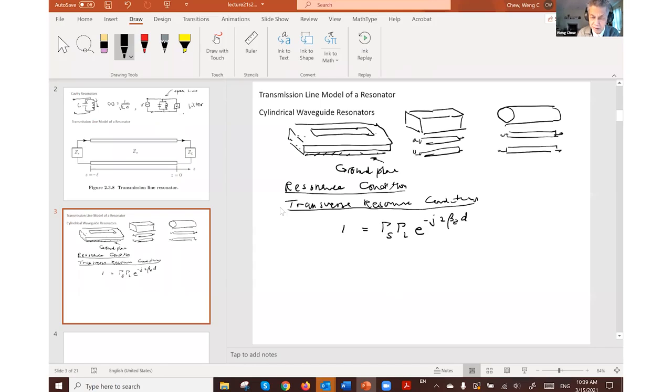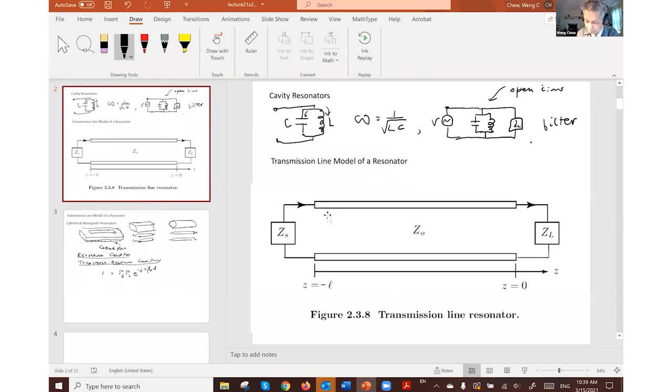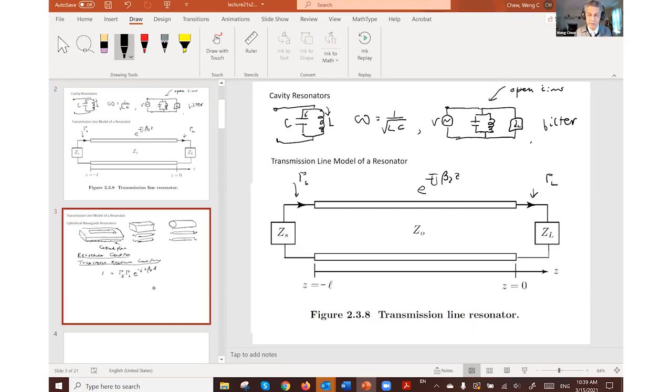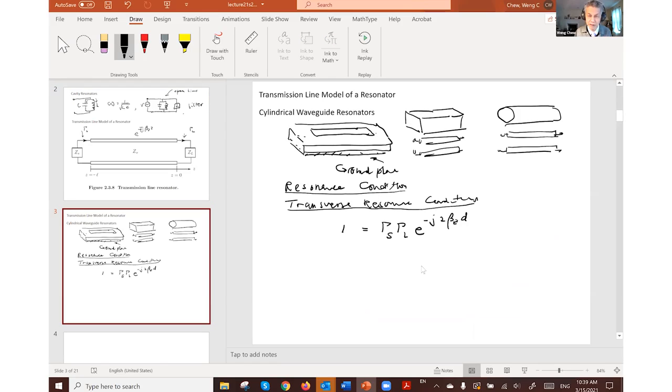where gamma L and gamma S are the reflection coefficients at these two ends. This end we will have gamma L, this end we will have gamma S. Those are the two reflection coefficients, and then the wave is assumed to propagate back and forth with a phase velocity related to beta z. Okay, so you can intuitively write down the resonance condition for this wave to sustain itself without being canceled out.